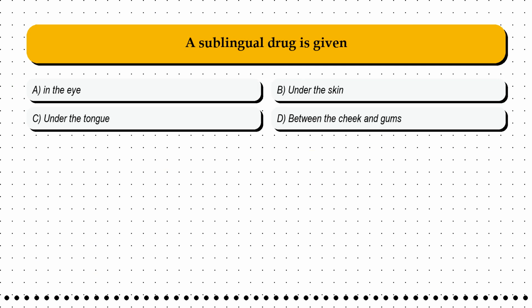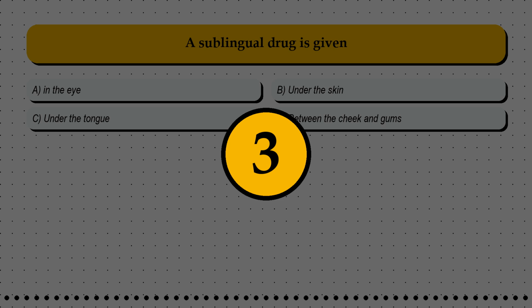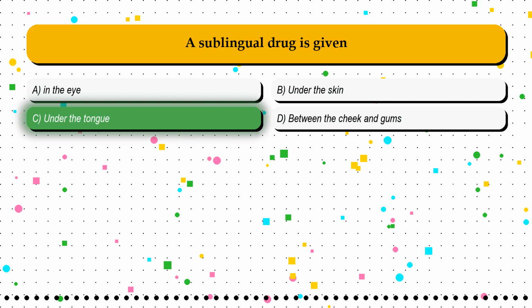Question 339. A sublingual drug is given: Option A, in the eye. Option B, under the skin. Option C, under the tongue. Option D, between the cheek and gums. The correct answer is option C, under the tongue.